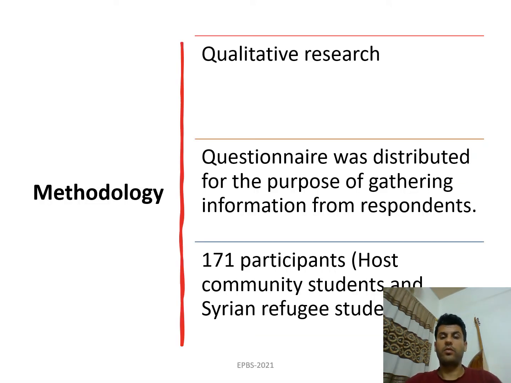The methodology for the data collection is, because it's qualitative research, a questionnaire was distributed among some selected schools in the 3 cities and the refugee camps in these cities. The number of participants is 171 students among the two groups.